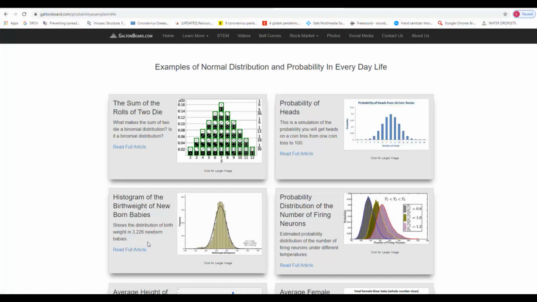Birth weight of newborn babies. Here you go. Very normal. Probability distribution of the number of firing neurons. Now, this is a more complicated picture because it's showing 3 sort of bell-shaped curves for different temperatures. I think this T stands for, well, temperatures. I don't know what that means. You've got to read this article to find out what that means. But just visually, let's just look at this red curve here.